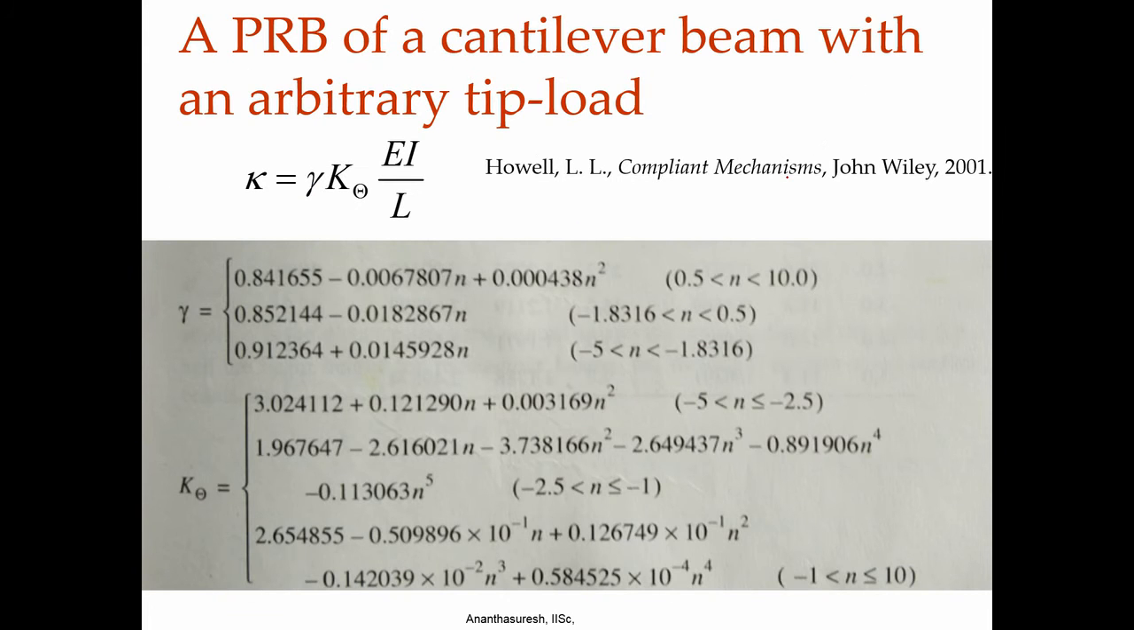And this was a detailed model. When you have an arbitrary tip load, only force but no moment, then you have the gamma, which we just saw in the previous slide, but also this k theta, which will determine our kappa, that is our torsion spring constant, takes into account the material property, cross section property, as well as the length of the beam. And the gamma again comes here, you have to take this gamma, multiply by k theta and EI by L to get this kappa.